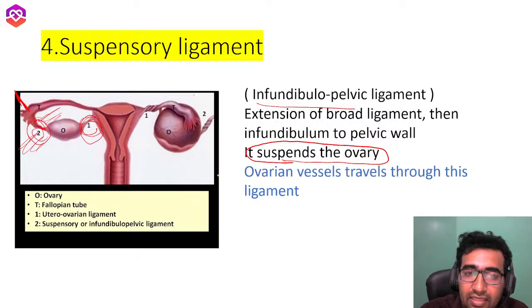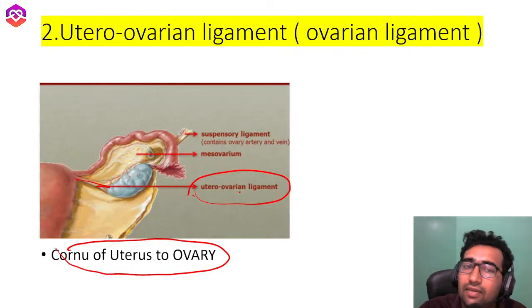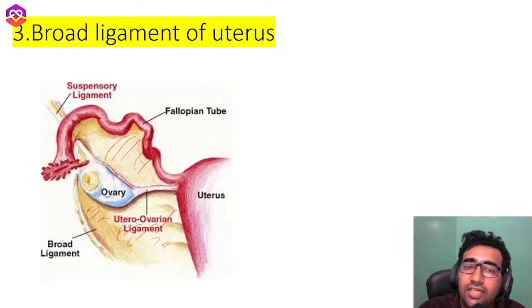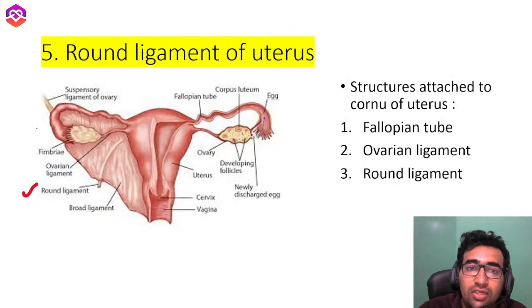So I want to repeat what are the structures I told you up to now. Adnexa means ovary and your fallopian tube. Then utero-ovarian ligament. Ovarian ligament means utero-ovarian ligament, cornu to ovary. Then more than that, the broad ligament. Then suspensory ligament. This is our ovarian ligament, I mean utero-ovarian ligament. And this is actually the suspensory ligament. That suspends, attached to pelvic wall here. Pelvic wall to ovary it is attached. Infundibulum, broad ligament part. And this is actually the suspensory ligament of ovary.